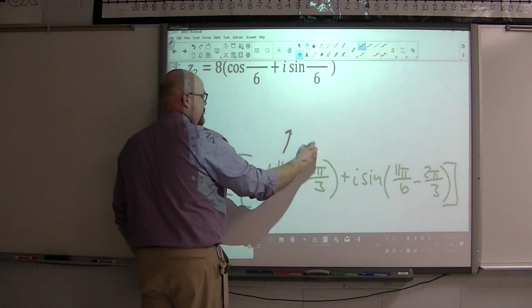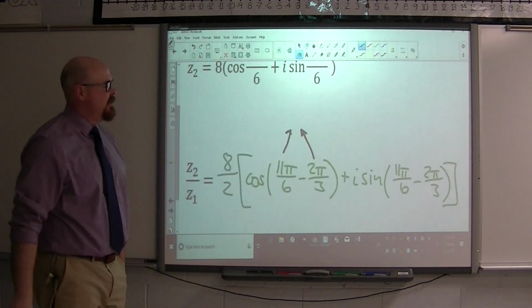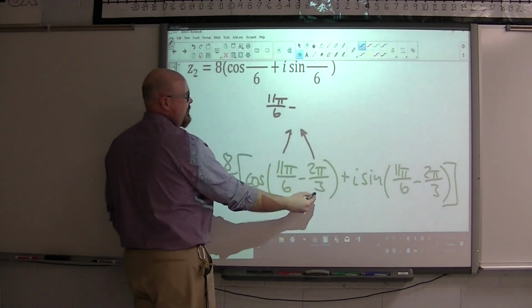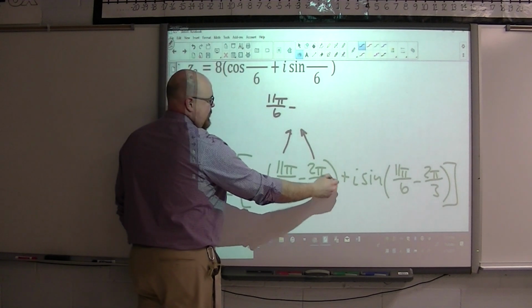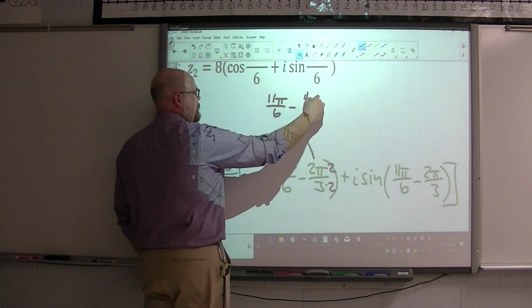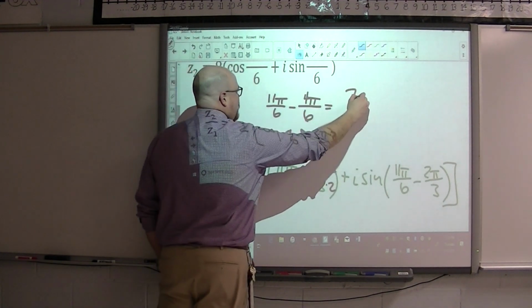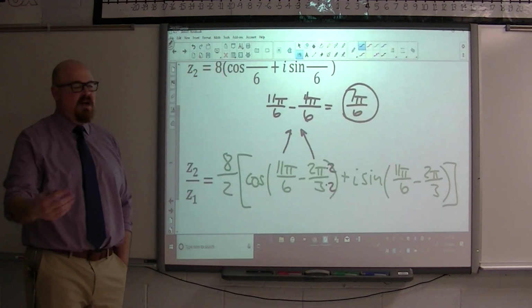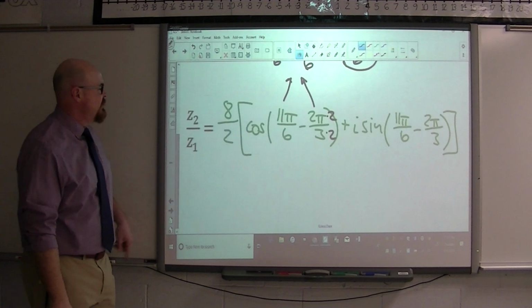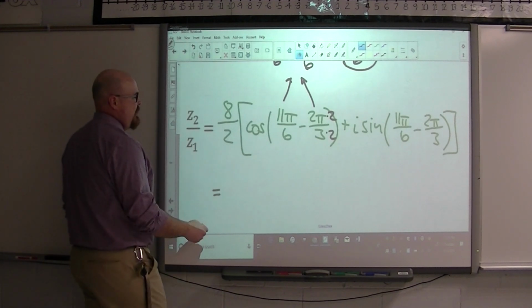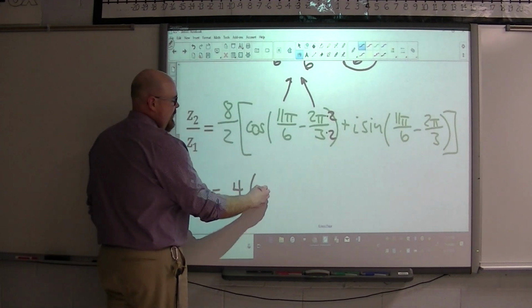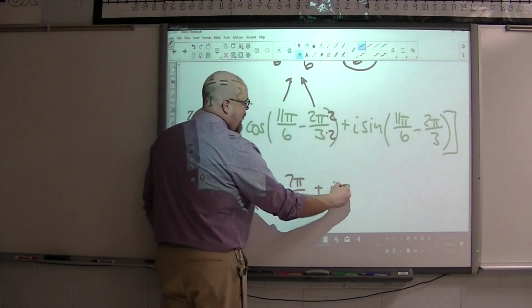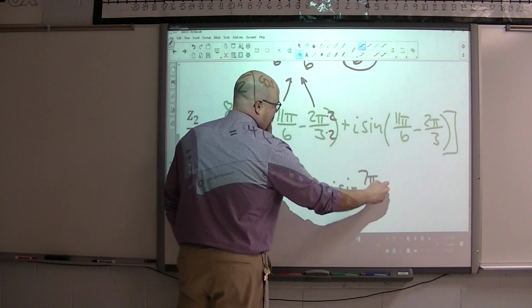I'm going to simplify this above here this time to make things a little bit cleaner. This would be 11 pi over 6 minus, need a common denominator, multiply by 2, multiply by 2, we get 4 pi over 6. This is 7 pi over 6, which is on the unit circle. We'll just use that angle as it is. So we end up here with 4 times the cosine of 7 pi over 6 plus i times the sine of 7 pi over 6.